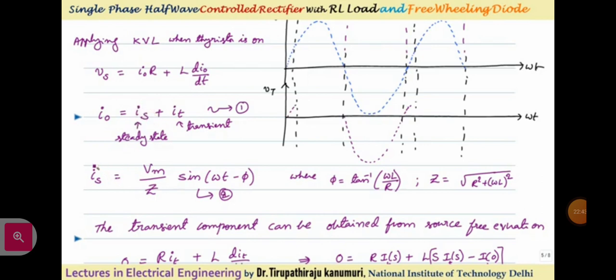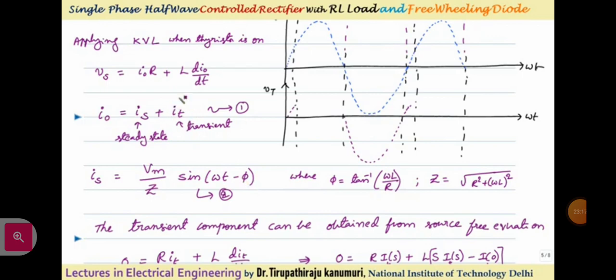So you have seen that Is, the steady state current, is equal to V maximum by Z into sine of omega t minus phi. This phi indicates how much your current is lagging behind your voltage, because it is an inductive load, so always it will be lagging behind the voltage by some angle. This angle is decided by tan inverse of omega L divided by R, where omega is equal to 2 pi f, and Z is called the impedance. That impedance will be equal to square root of R square plus omega L square. So this you have already seen there.